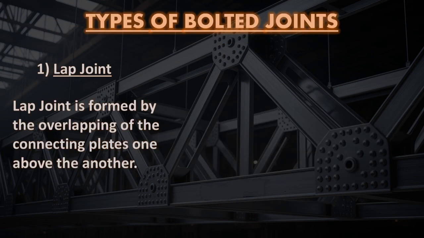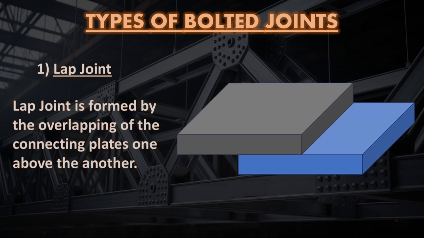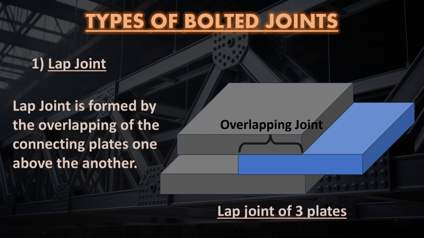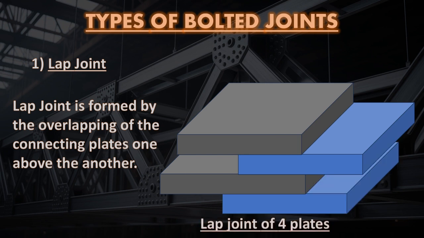Types of bolted joints. 1. Lap joint. Lap joint is formed by the overlapping of the connecting plates one above the another. This is the lap joint of 2 plates. This is the lap joint of 3 plates. Lap joint of 4 plates.